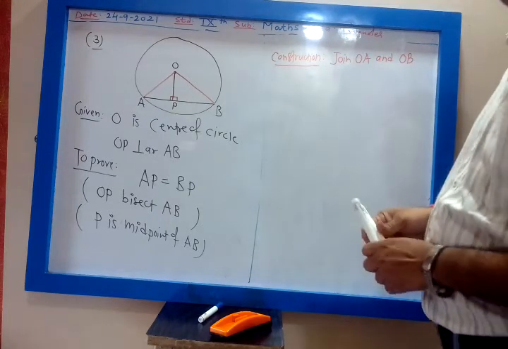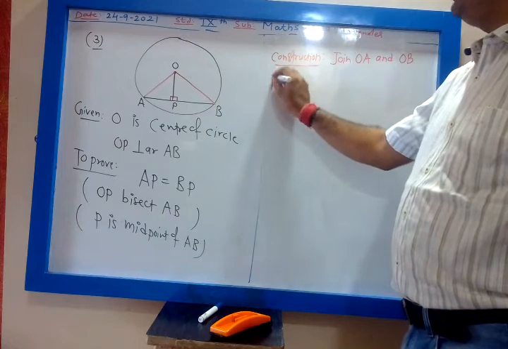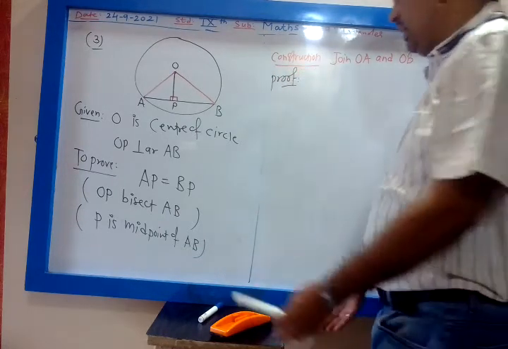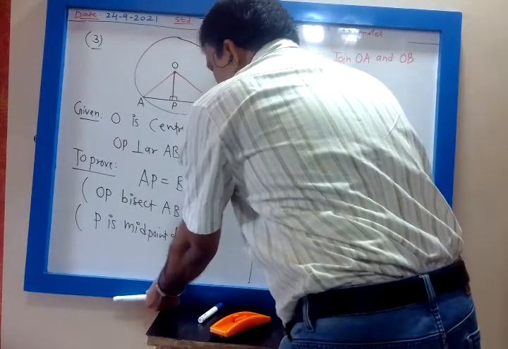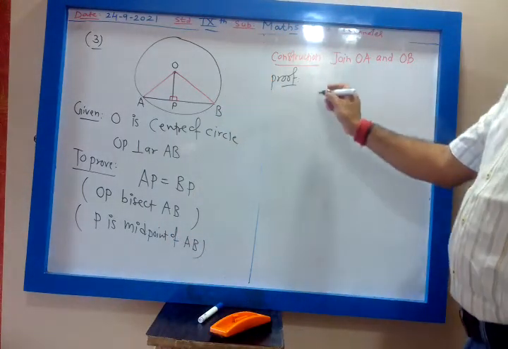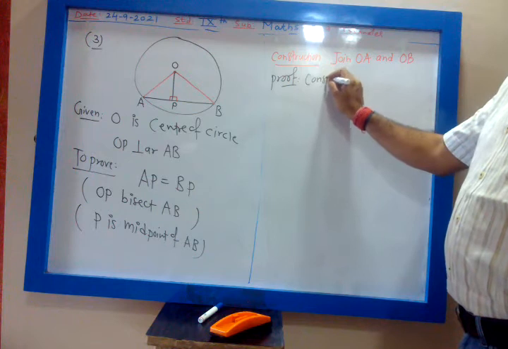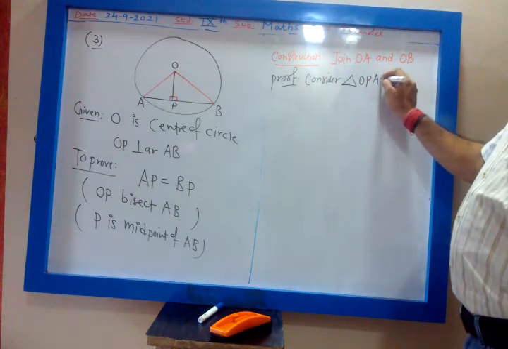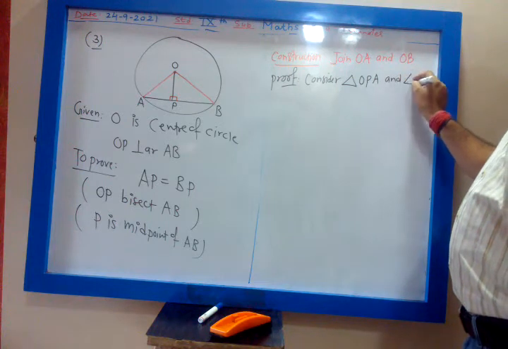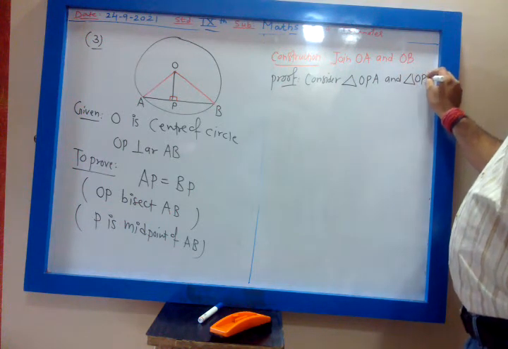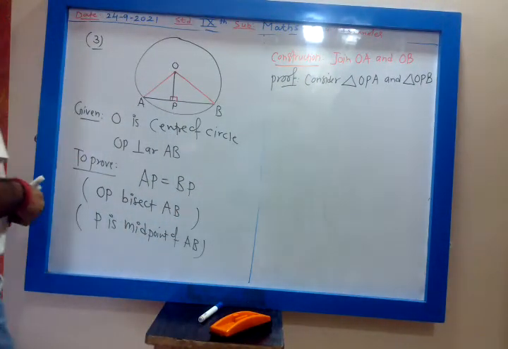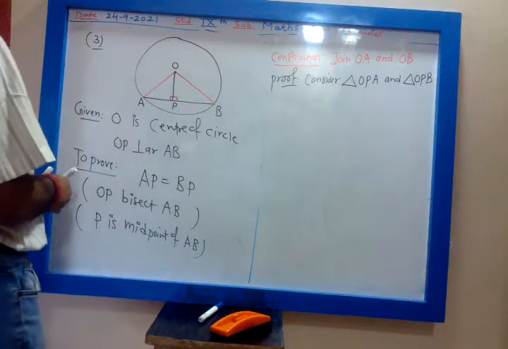Okay. So now let us write the proof of this. Proof. So which triangle you will consider? Tell me. Consider triangle OPA and triangle OPB. Okay. What is given? OA is equal to OB.